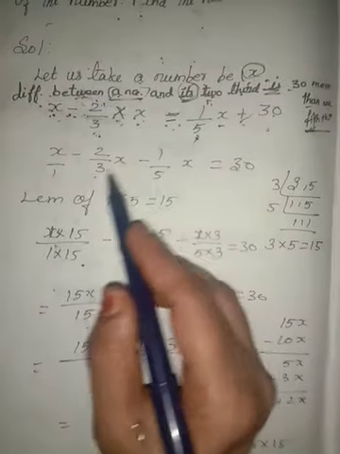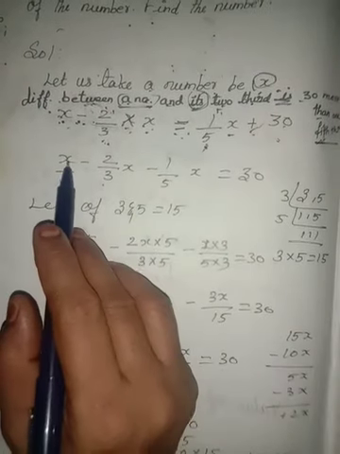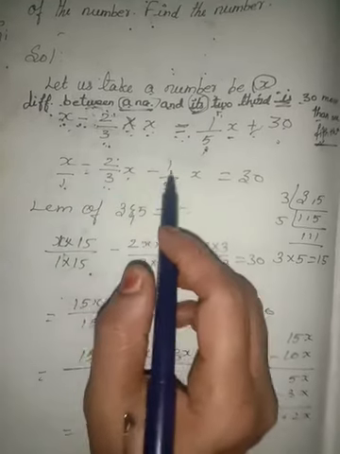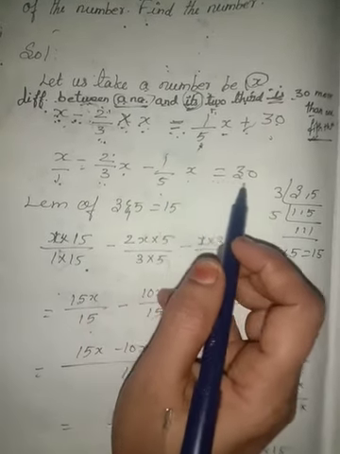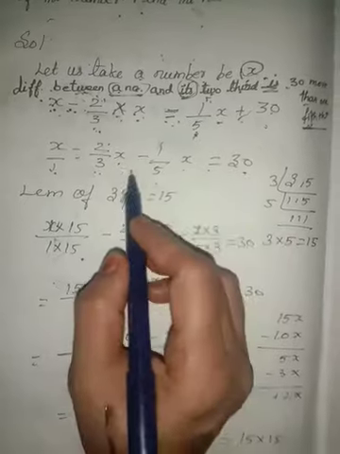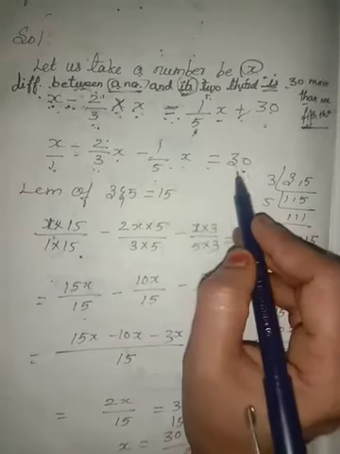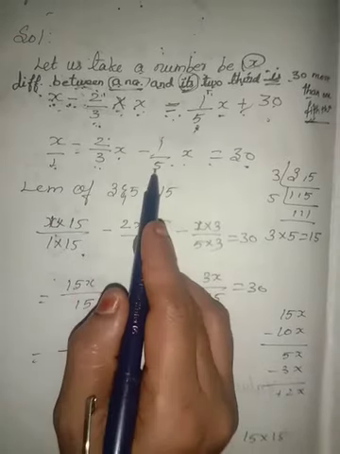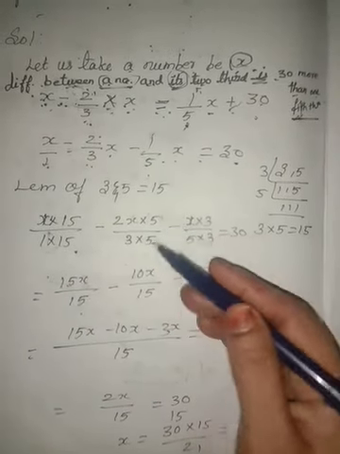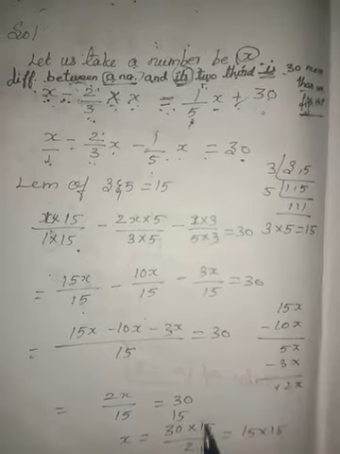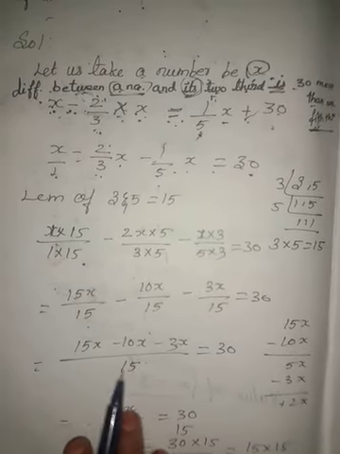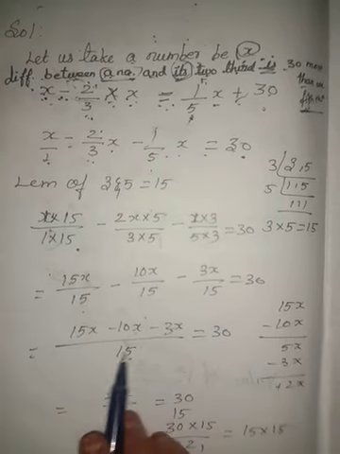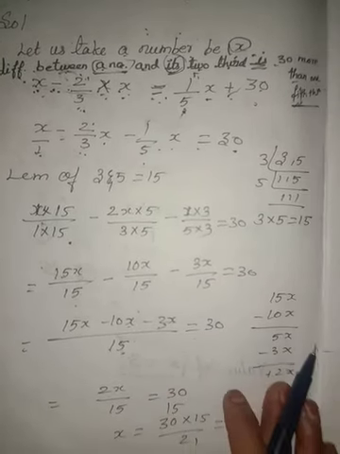So get together the variables on the left hand side. So x by 1 minus 2 by 3 into x minus 1 by 5 into x is equal to 30. On the left hand side we have the variables, and on the right hand side we have constant terms. So here the denominators are unlike. So take the LCM and make them equivalent rational numbers. We get (15x minus 10x minus 3x) by 15 is equal to 30.